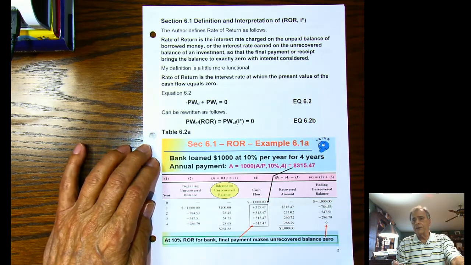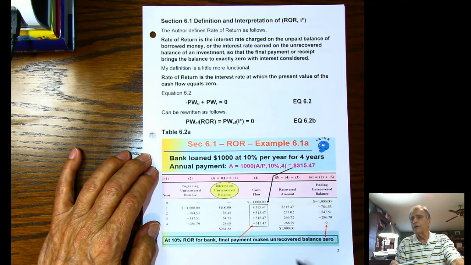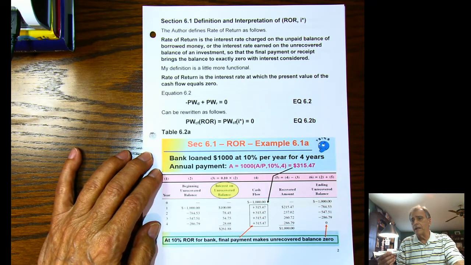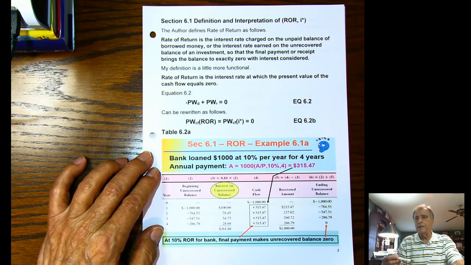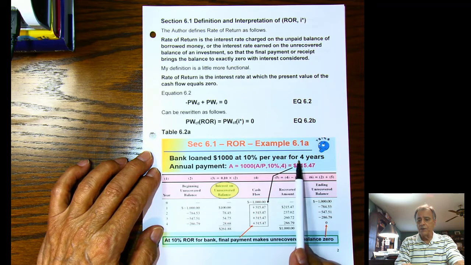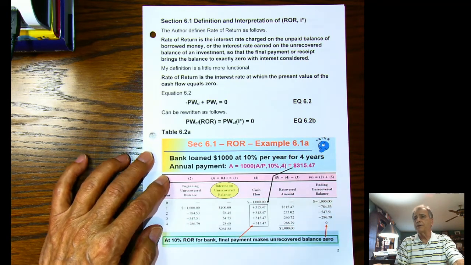Now, the author gives you an example, 6.1a, where he sets up basically a loan, a $1,000 loan, and in that loan, he's looking at the unpaid balance as you pay the loan off. He says the bank loaned $1,000 at 10% per year for 4 years. So how much are the annual payments?